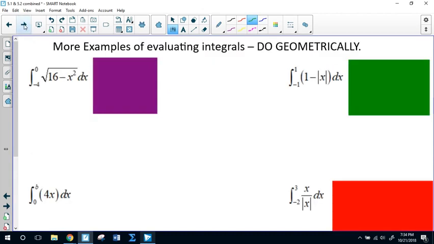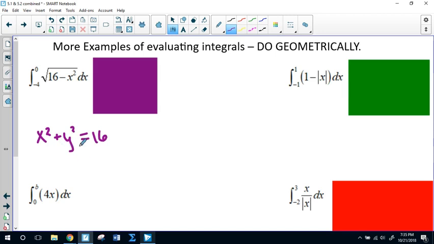Okay, so now we're going to do some, again, geometrically. When we say geometrically, what we're asking you to do is to draw a graph or draw a picture of what's happening. So you have to have a little bit of understanding of what's going on in the problem. I'm hoping that as we move farther along with these radicals, you'll start to understand that this type of radical situation is talking about the equation of a circle.